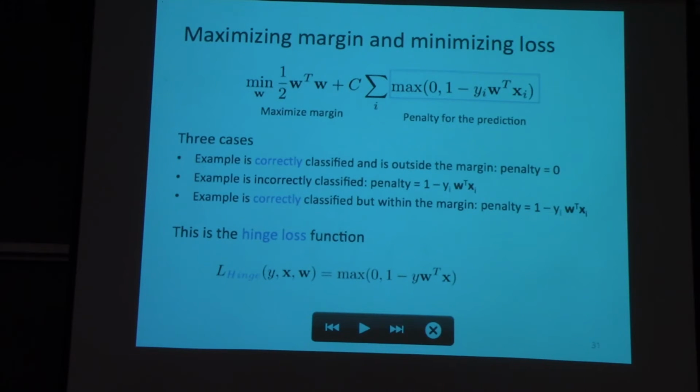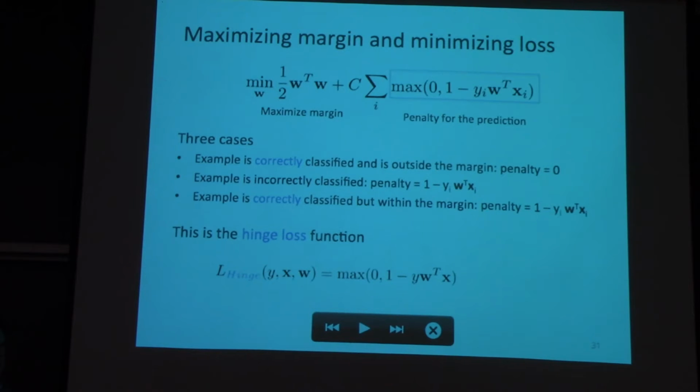So first case, if 0 is bigger, I mean if 1 minus y w x is less than 0, this is the old case for hard SVM. So y w x is bigger than 1. The max between the two is just 0. There's no penalty. This is the case we like. And this corresponds to the data points outside the margin.